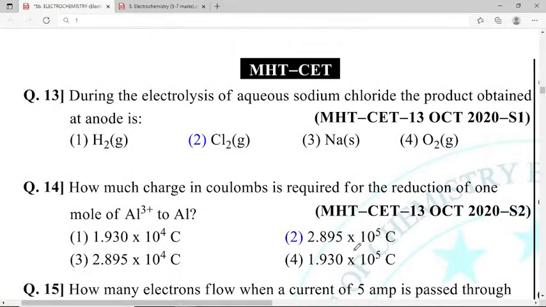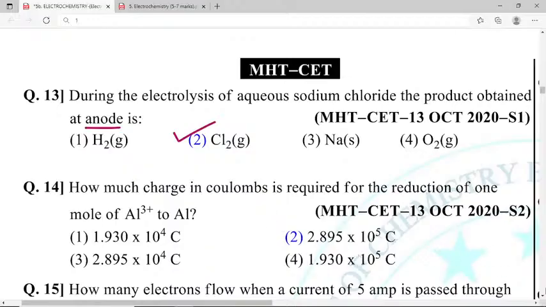During the electrolysis of aqueous sodium chloride, the product obtained at the anode is chlorine. The product obtained at the anode is chlorine gas. So chlorine at the anode.